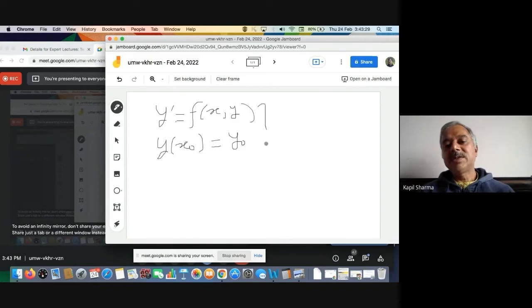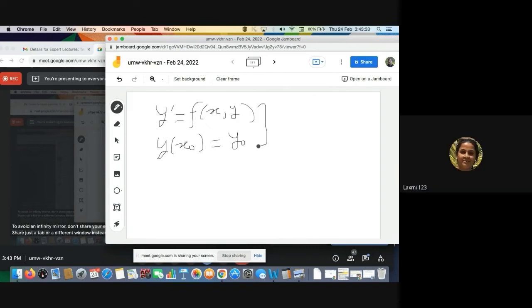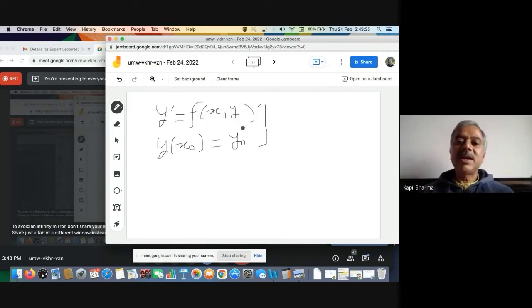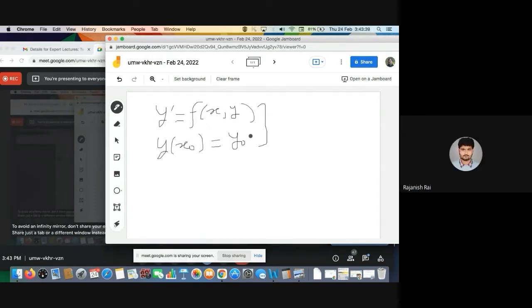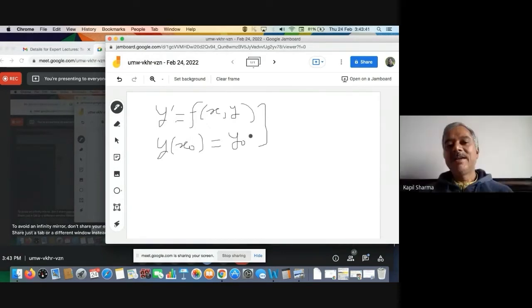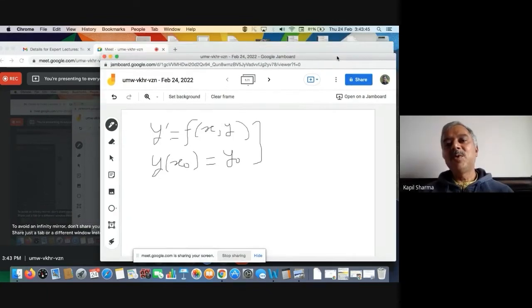So in the first lecture, sir taught you. Under certain conditions, this is also a well-posed problem, with a unique solution. Hadamard well-posedness condition is required. So you are aware.